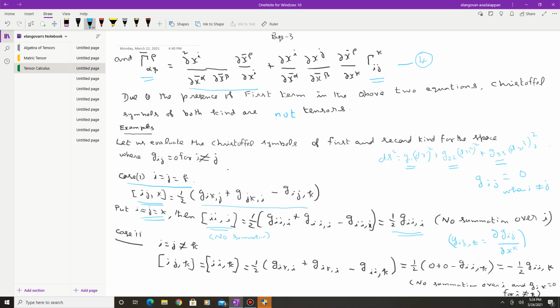In the second case, if you put i equal to j, which is not equal to k, so this is your second case. In this case, [ij,k] can be written with j replaced by i, as [ii,k]. From the definition you replace j equal to i, the equation becomes like this, and finally reduces to this form: minus half g_ii,k.